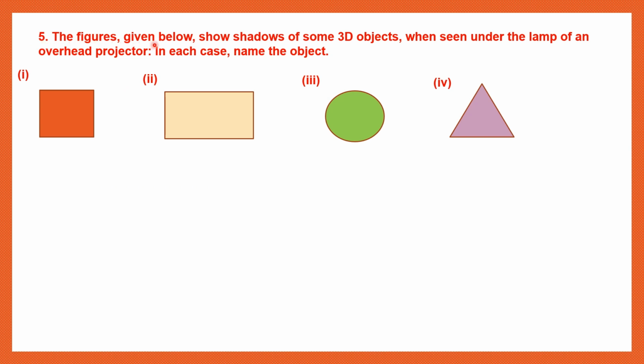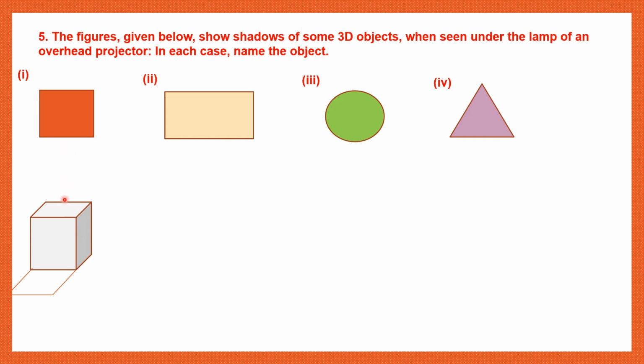Question 5. The figures given below show shadows of some 3D objects when seen under the lamp of an overhead projector. In each case, name the object. So what you see here are shadows. Shadows of some 3D objects when the light falls on those 3D objects from the top. So which object will give a square as a shadow when light falls on it? It will be a cube. So as you can see, this is the cube here, and like your dice and all that.